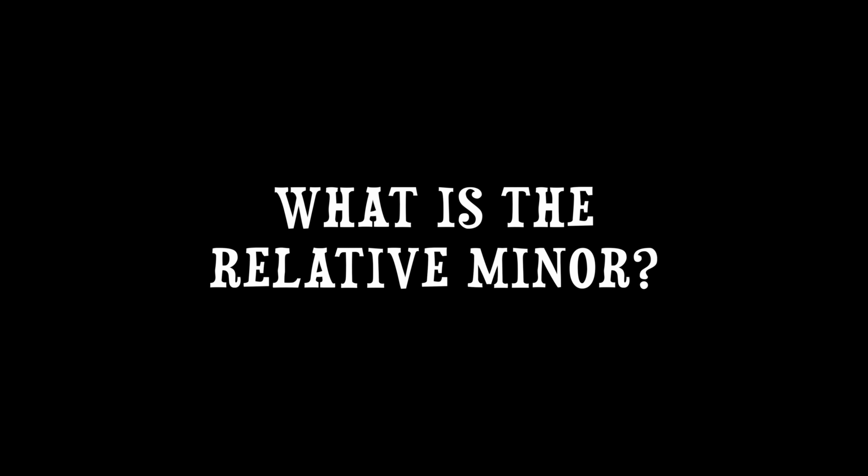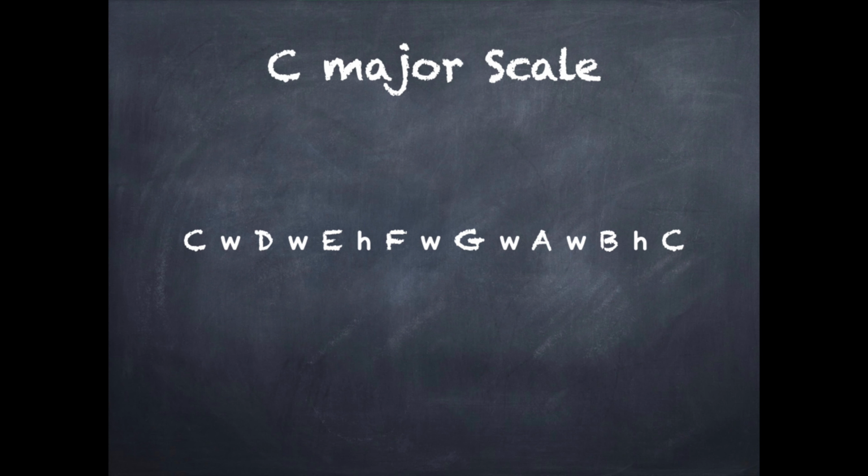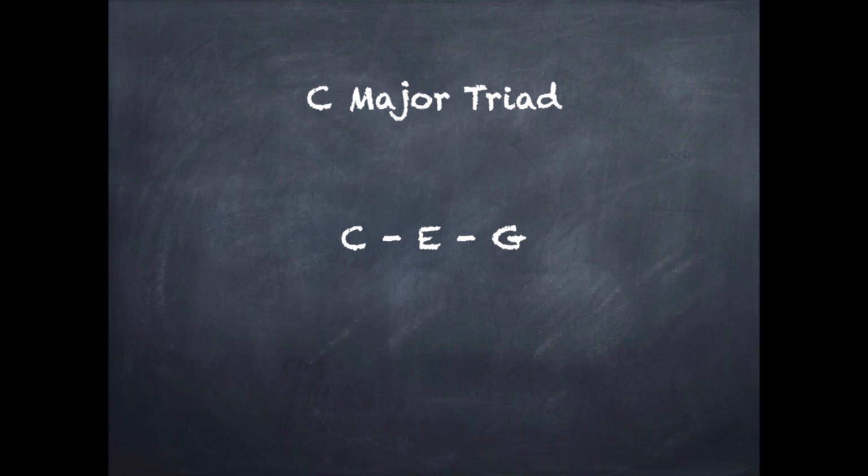So let's break down what the relative minor actually is. Using C major as an example, building our C major chord, the notes are as follows. We start with the root note C, we skip D to find our first third, which would be E. From E, we skip F to find G. So we have the notes C, E, and G. That's what makes up our C major chord.